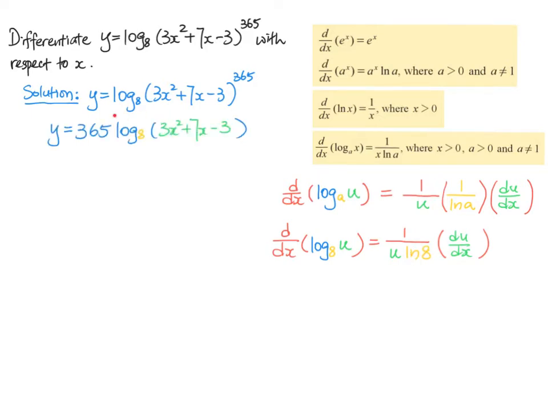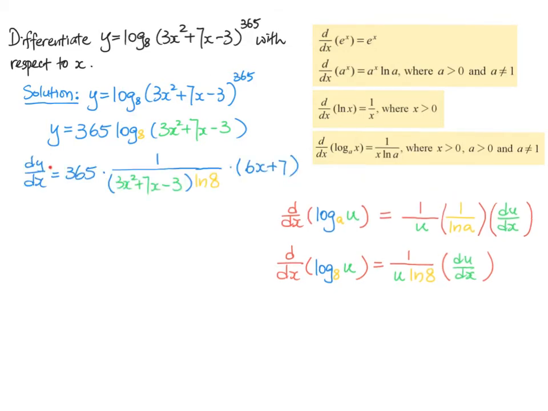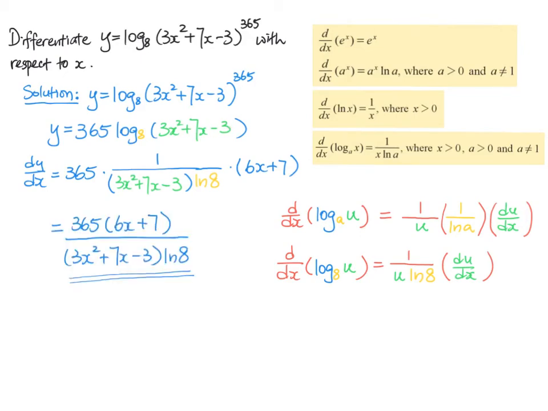So back to our original function. First of all, of course, this is a log, so we move the index to the front. Now we could differentiate this whole thing, with 6x plus 7 being the derivative of this. And so this will be the answer.